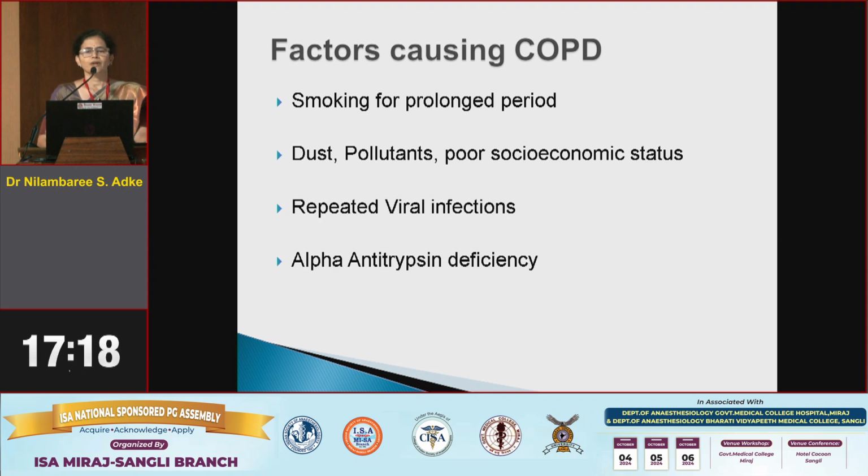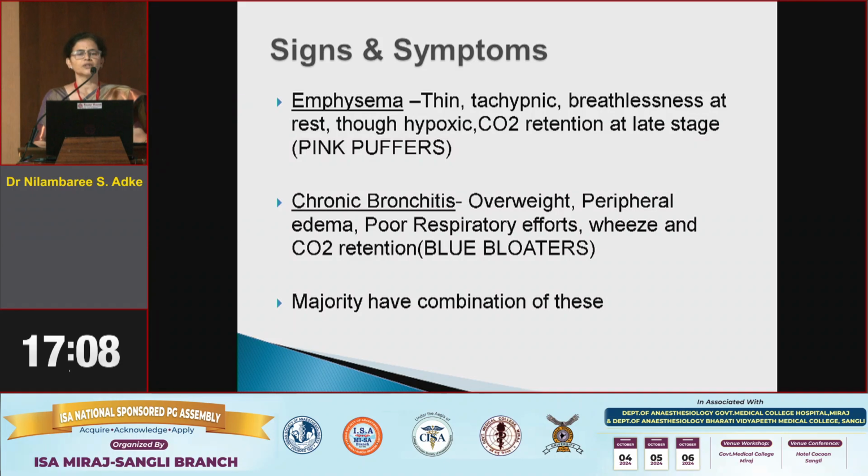So what are the main factors? As I mentioned, smoking, dust, pollutants, then poor socioeconomic status, repeated viral infections, and alpha-1 antitrypsin deficiency. Then typically these patients of emphysema are thin, tachypneic, elderly, breathless at rest, then hypoxic. Even though they are hypoxic, there is CO2 retention at later stages. So they are described as pink puffers.